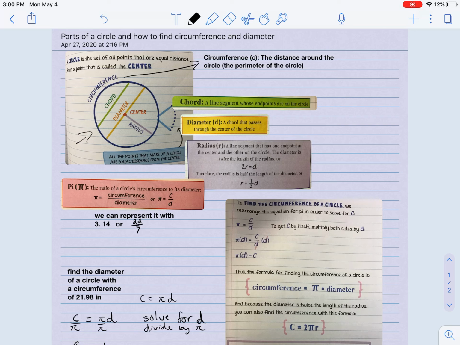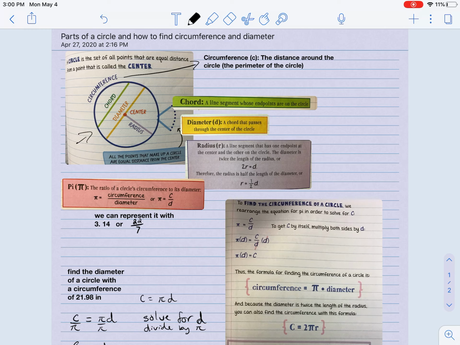Then you've got chords, which are just lines that go from one side of a circle to another. However, these ones do not pass through the center of the circle. The diameter is the distance from one side of the circle to the other, where it does pass through the center, and the radius is the distance from the center of the circle to the outside of the circle.